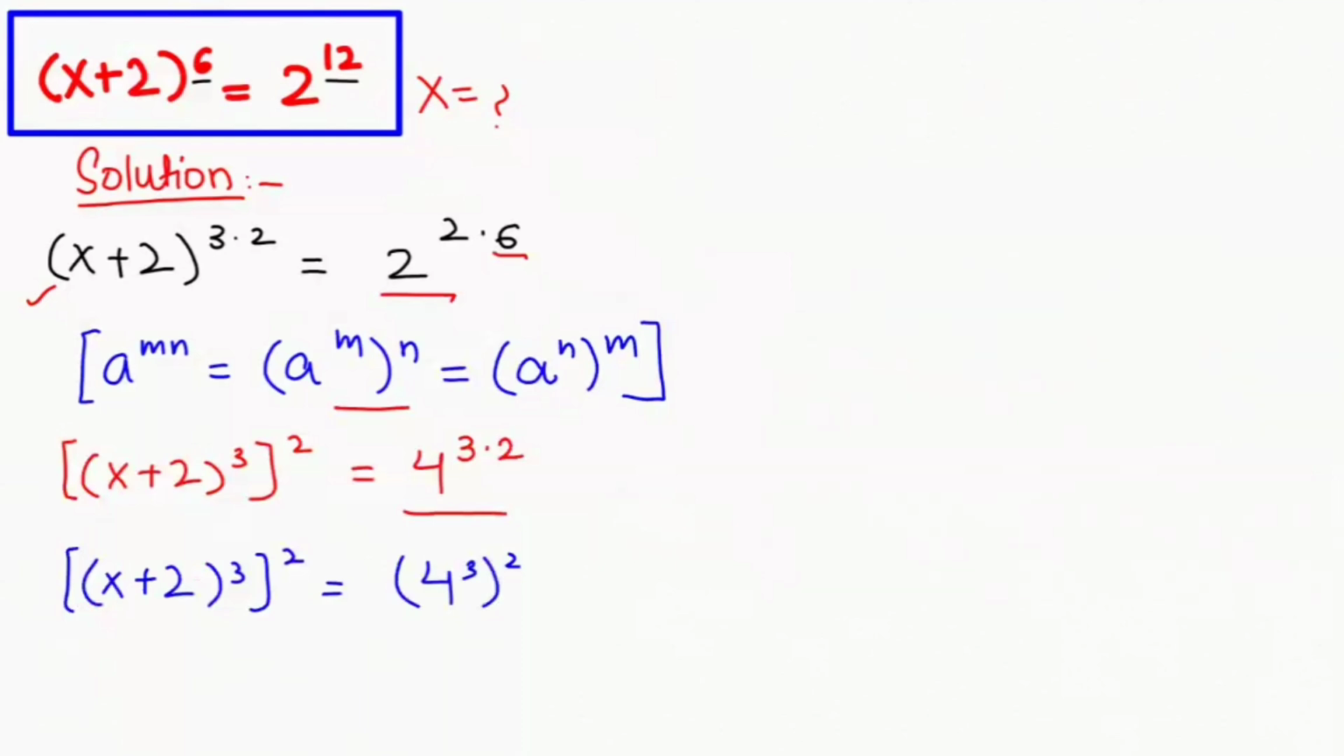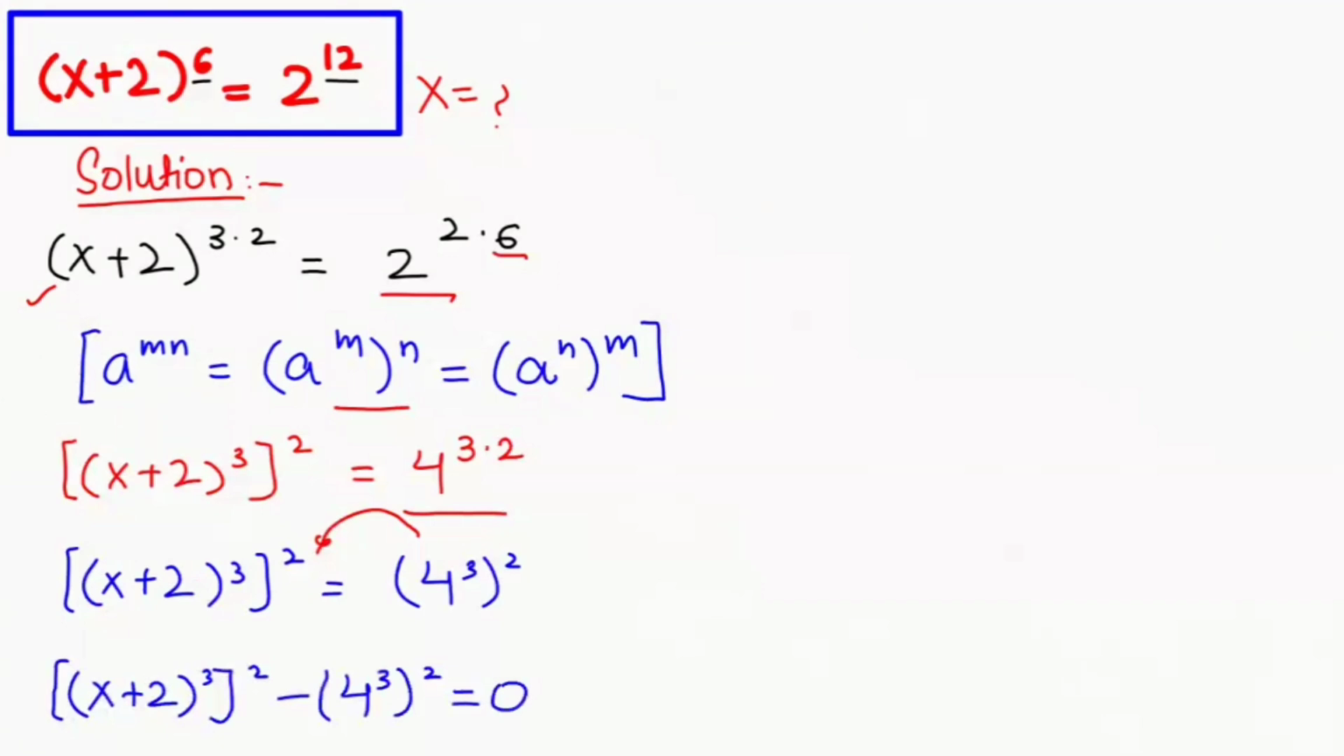Next, I am going to take this (4^3)^2 to the left hand side. So here we will get ((x + 2)^3)^2 minus (4^3)^2 is equal to 0.